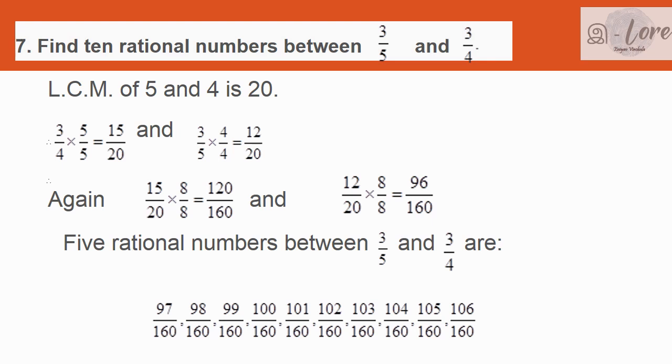So how do we find the 5 rational numbers? From 120 by 160 and 96 by 160, after 96 comes 97 by 160, 98 by 160, 99 by 160, till we get 119 by 160. Between them you can take any 10 numbers as you wish. This is the easiest way to find it using the LCM. Make the denominators alike, and you have to multiply by any number; better to multiply by 10 by 10. That's the easiest one, and we get the solution of the given problem.